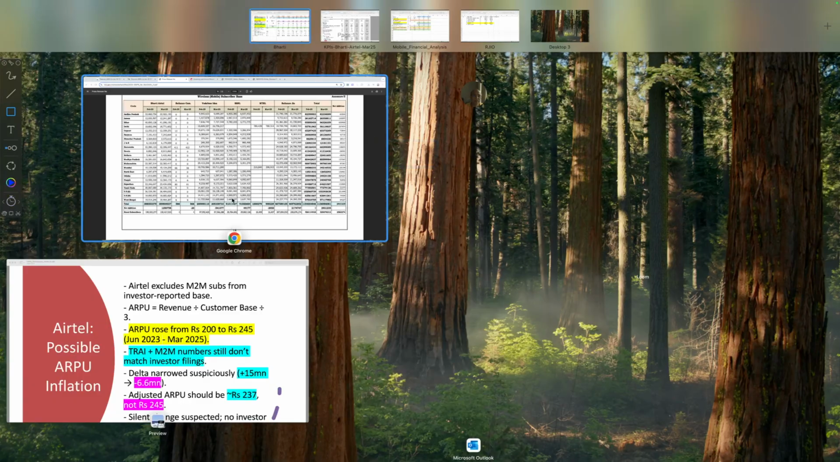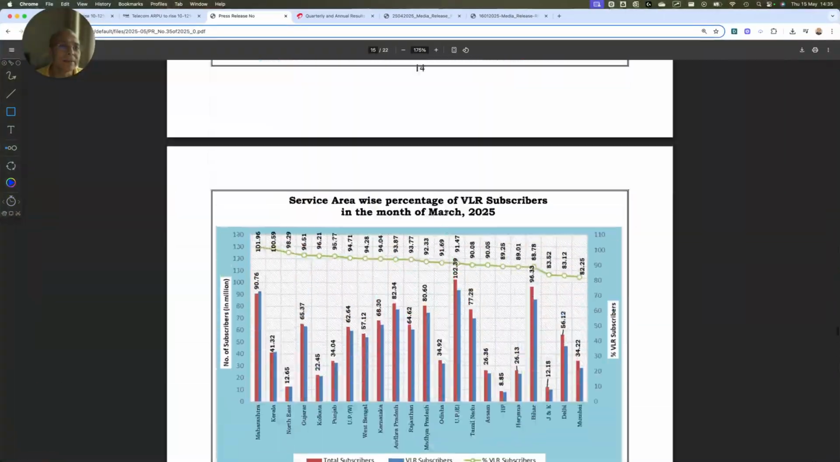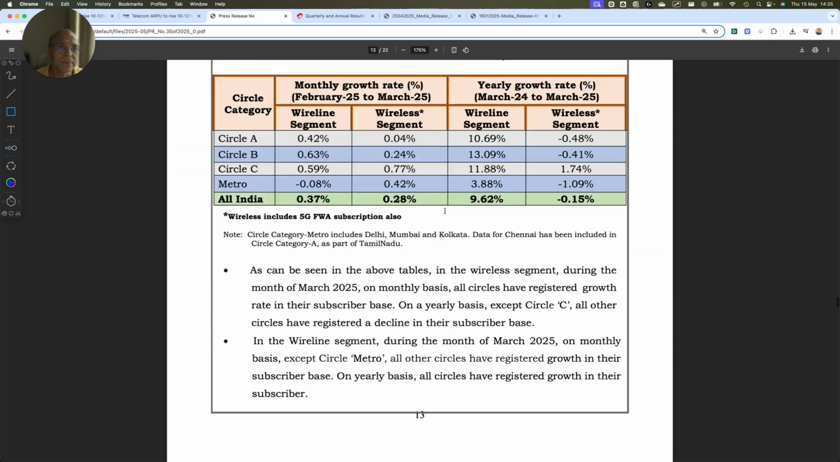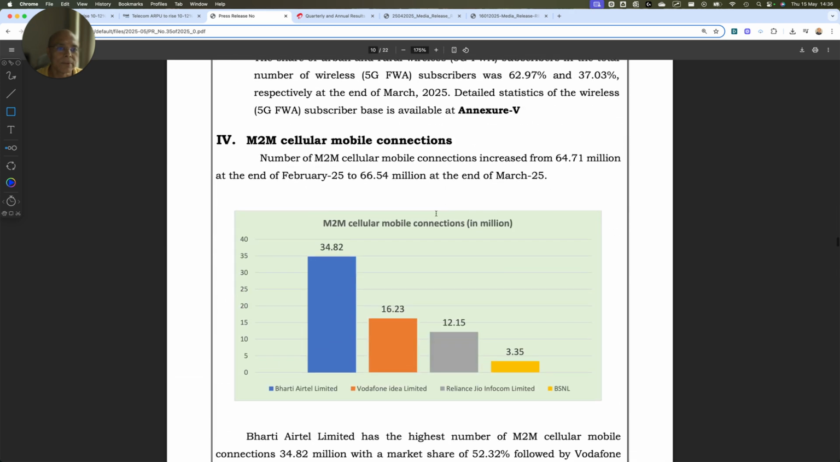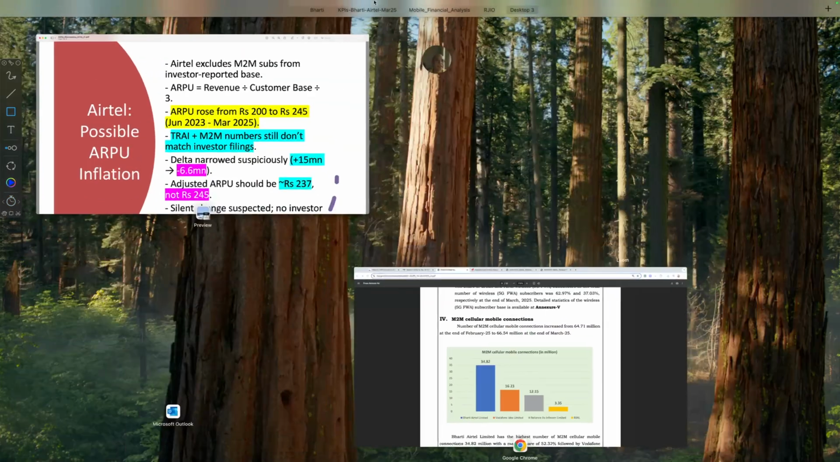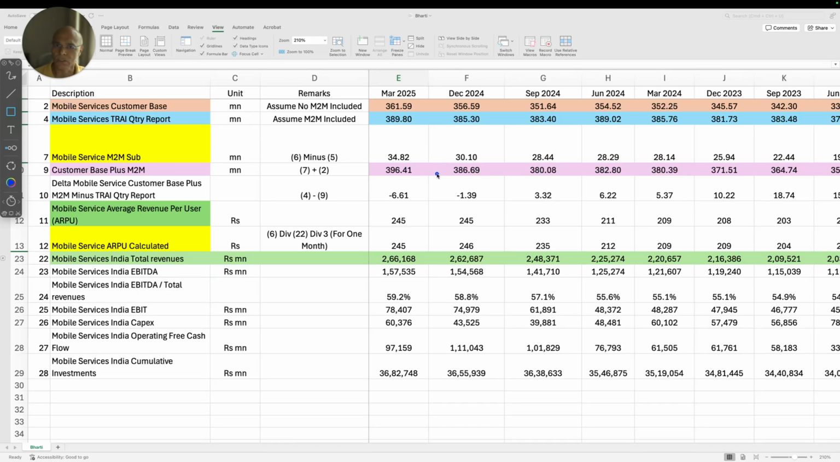And this exactly matches with the TRAI number. If you see the TRAI number they have reported, the M2M number here, they reported 34.82 in the last report of TRAI, right? So where is it? Let me just go there again. So far so good. Now what I can do is, because I know that this number 361.59 is deprived of M2M, I can simply add this number 34.82 to 369.59. So this number comes out to be 396.41.